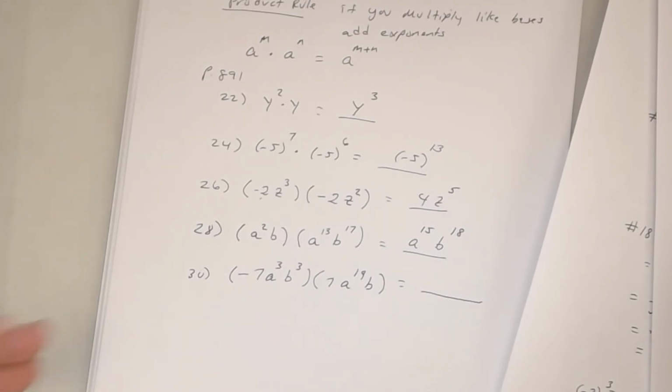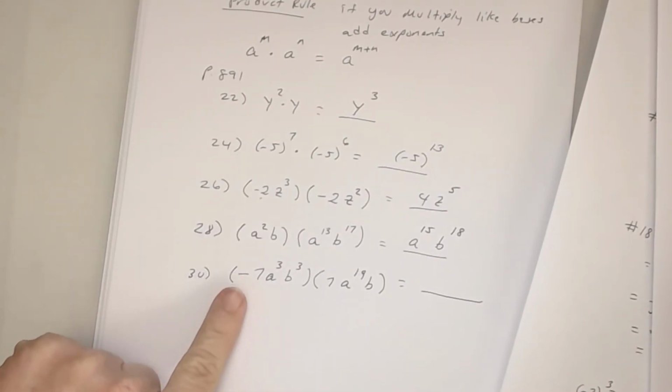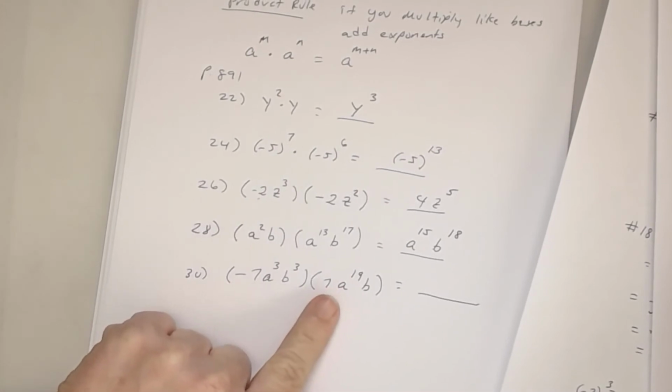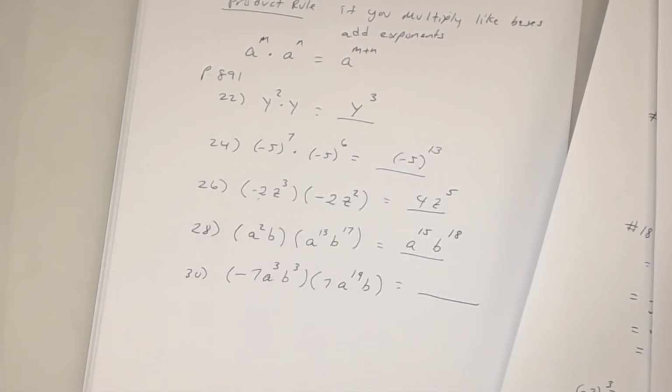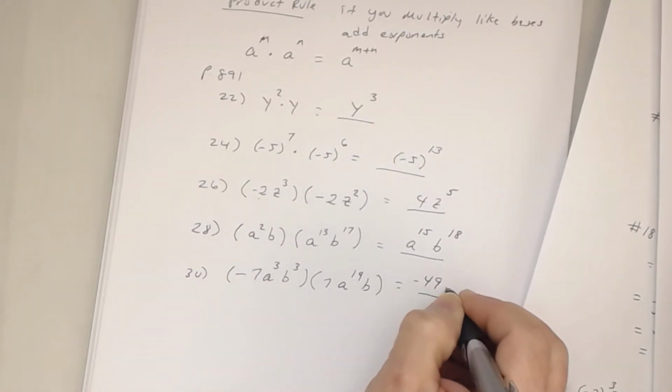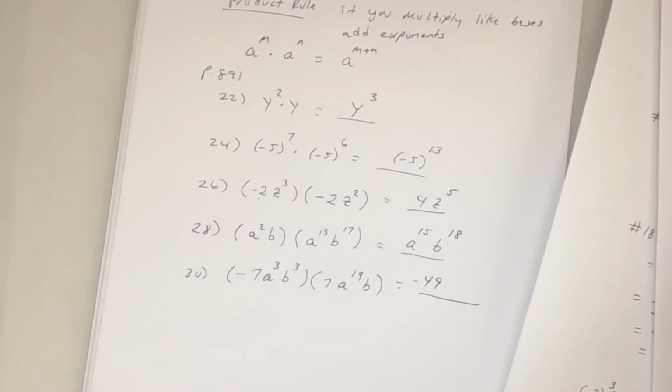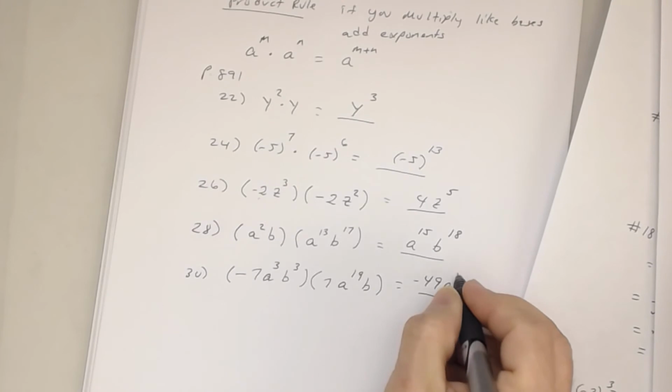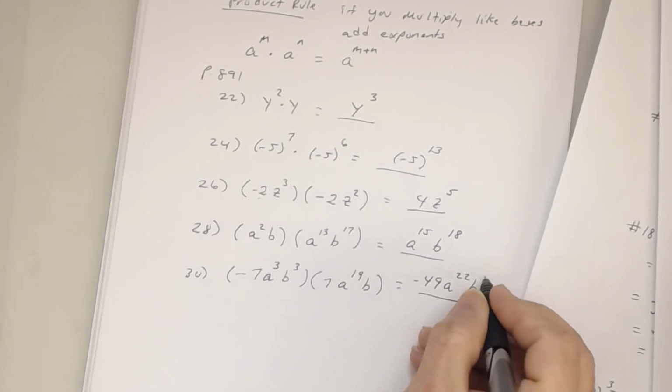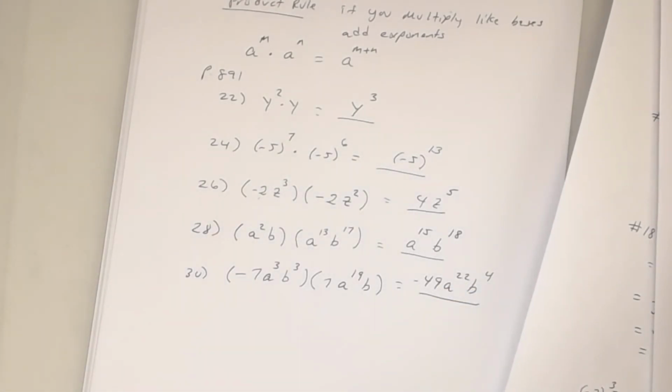Here I do have coefficients other than 1. What's this coefficient here? What's the coefficient here? So this says I multiply. So in terms of the answer, what's the coefficient? Negative 49. Okay, now tell me the rest. A to the 22nd, because I add exponents, 3 plus 19 is 22. And then B to the 4th, very good. All right, 32.